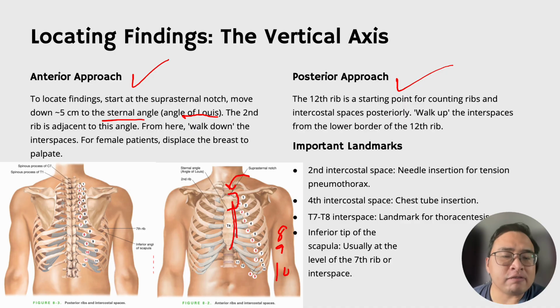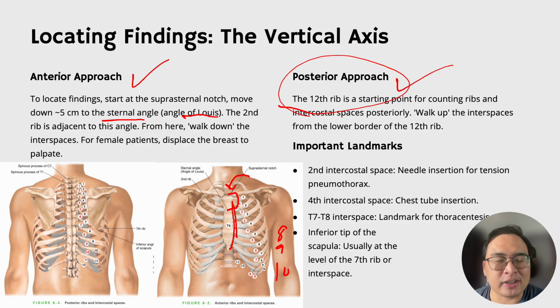Okay? So the alternative to that is the posterior approach. So you don't have the suprasternal notch as a landmark there, right? Because it's located in front. So what you do there is, you use the 12th rib as the starting point, meaning the lowermost rib, for counting ribs and intercostal spaces posteriorly. If in the anterior approach, you walk down, in the posterior approach, you walk up the interspaces to count which rib is involved. Oh, by the way, can you feel the difference between a cartilage and a bone? You cannot. So you cannot differentiate it based on the feel alone.